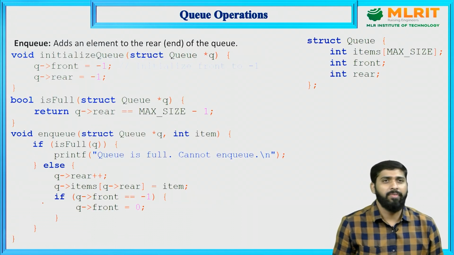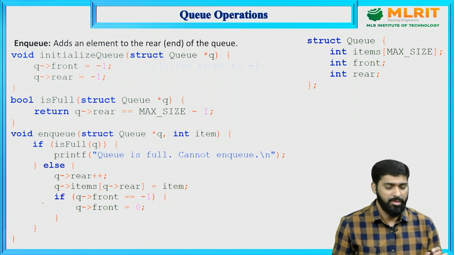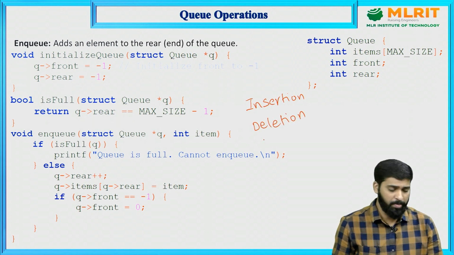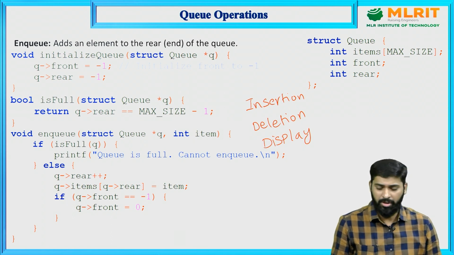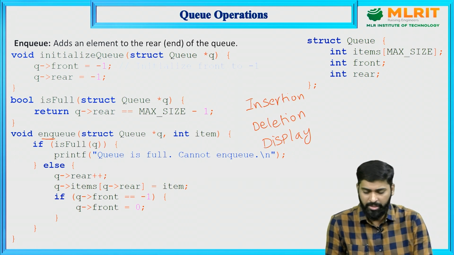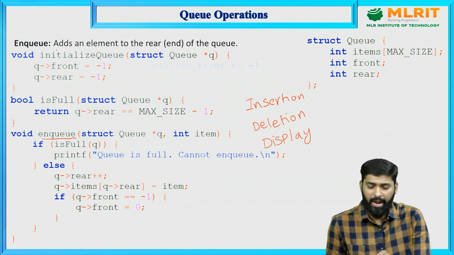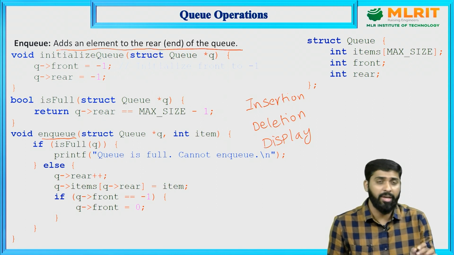Based on our previous class, you know there are three operations we do in any data structure: one is insertion, second is deletion, and third is display. Insertion means inserting an element into the queue, and that operation here we call enqueue. What is enqueue? It adds an element to the rear of the queue.